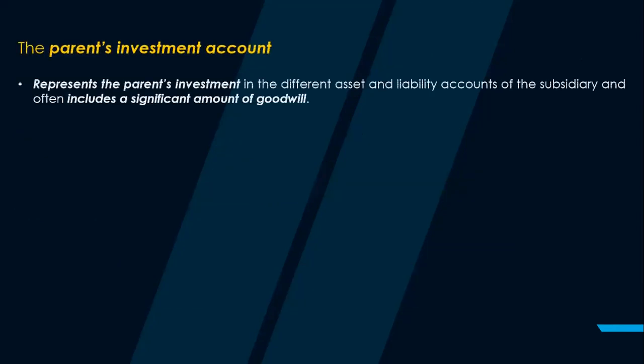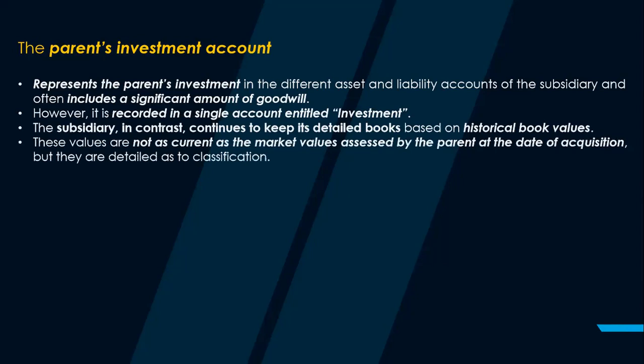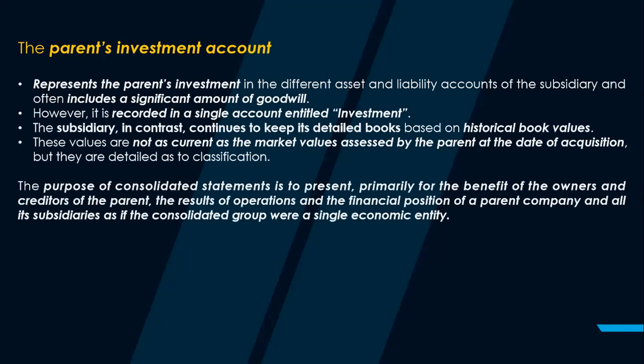The parent's investment account represents the parent's investment in the different assets and liability accounts of the subsidiary and often includes a significant amount of goodwill. However, it's recorded in a single account entitled investment. The subsidiary, in contrast, continues to keep its detailed books based on historical book values. These values are not as current as the market values assessed by the parent at the date of acquisition, but they are detailed as to classification.